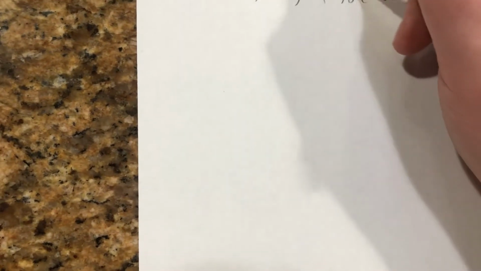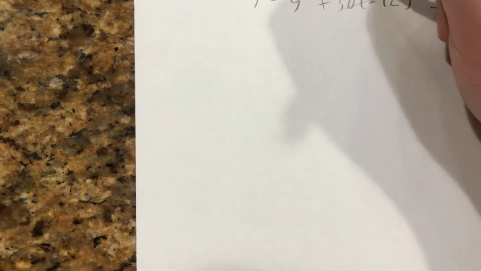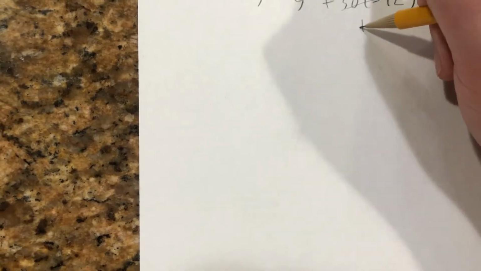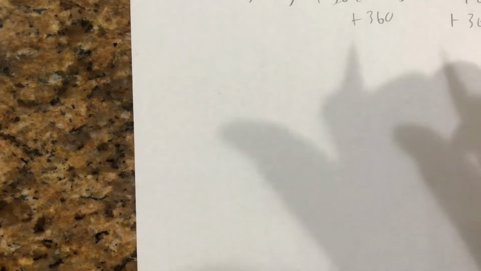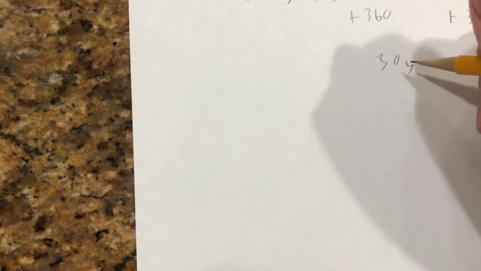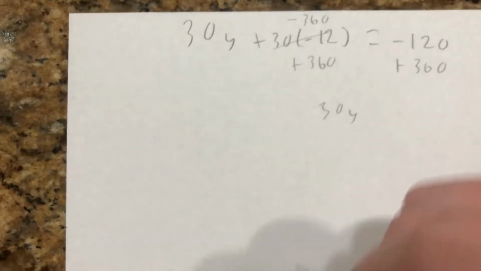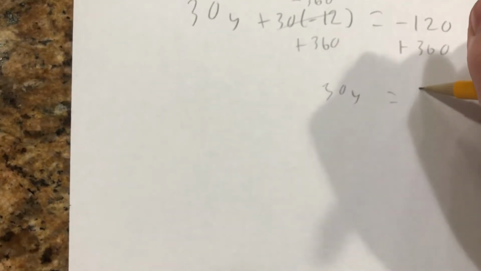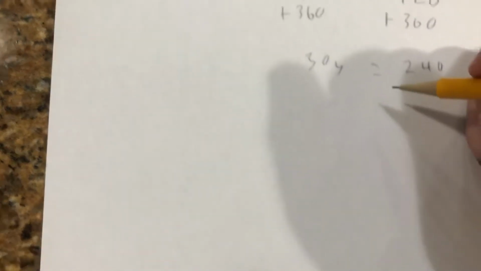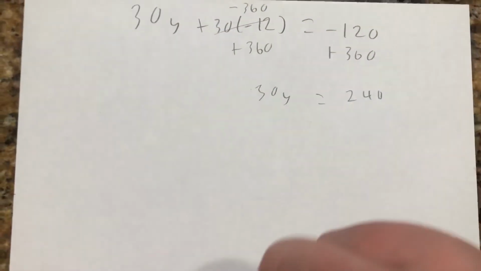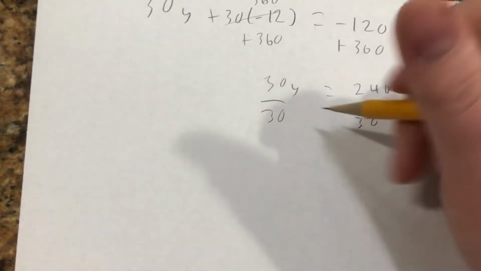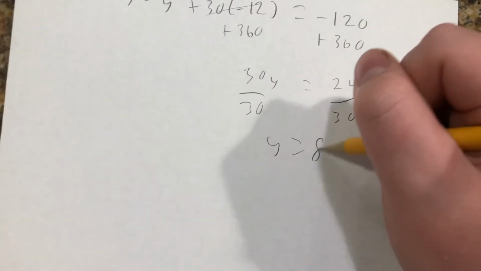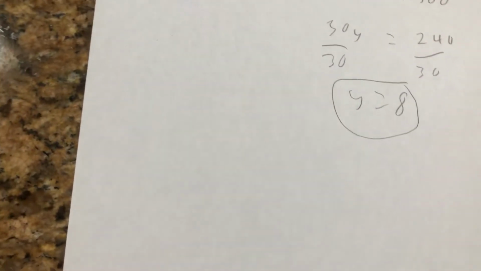And we will want to subtract. We'll want to cancel that out, and it equals negative 360. And we'll add 360 to both sides and get 30y equals 240. And next we'll divide 30 out and get y equals 8. And that is our second answer.